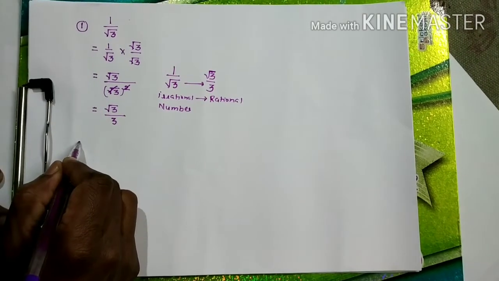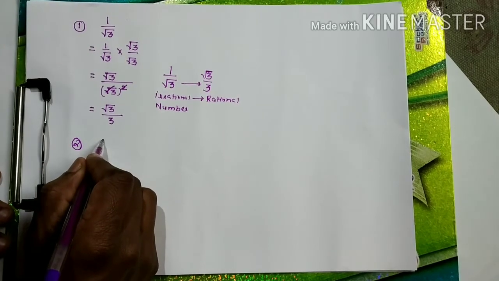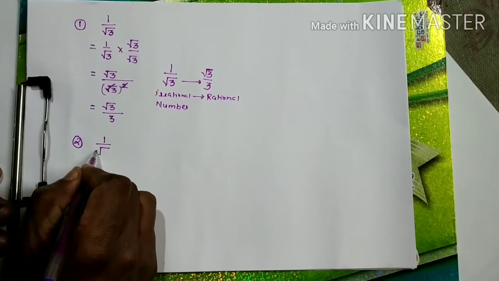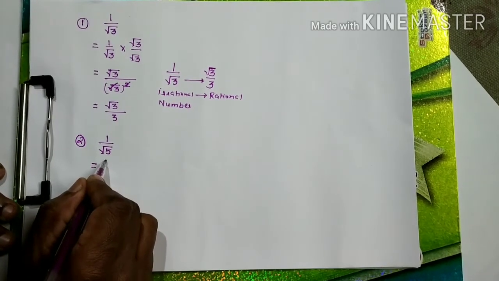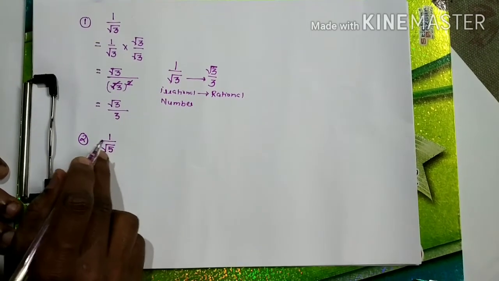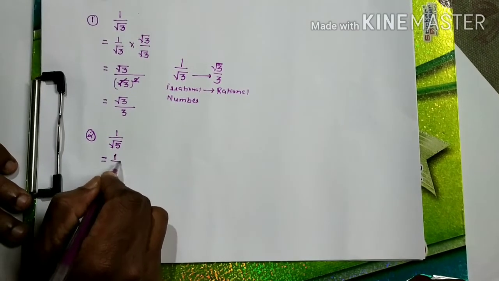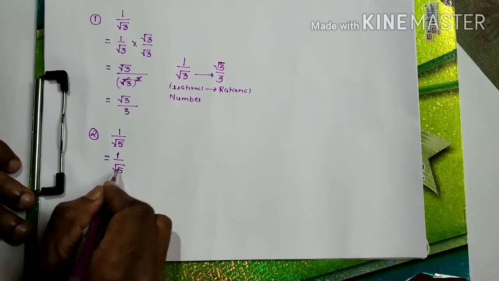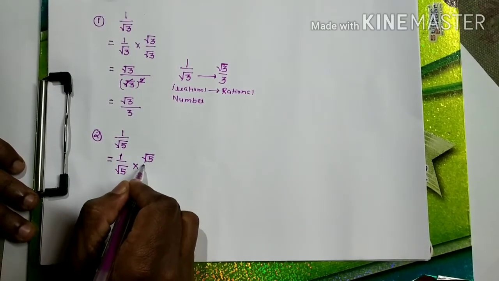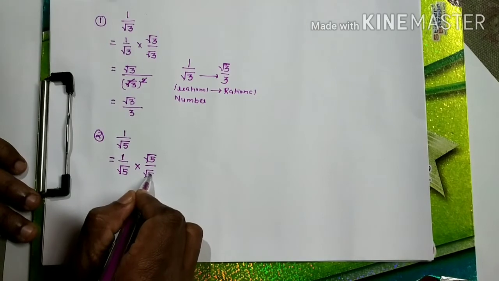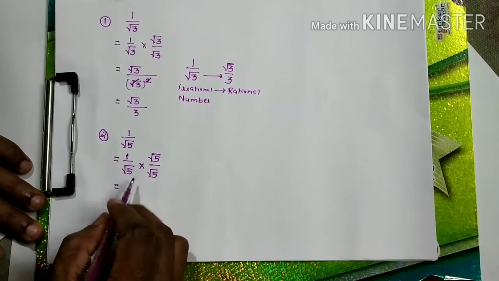Now let us take the second example, 1 upon root 5. The first step is you have to rationalize this denominator root 5. 1 upon root 5 multiplied by root 5 divided by root 5. The next step is 1 multiplied by root 5.